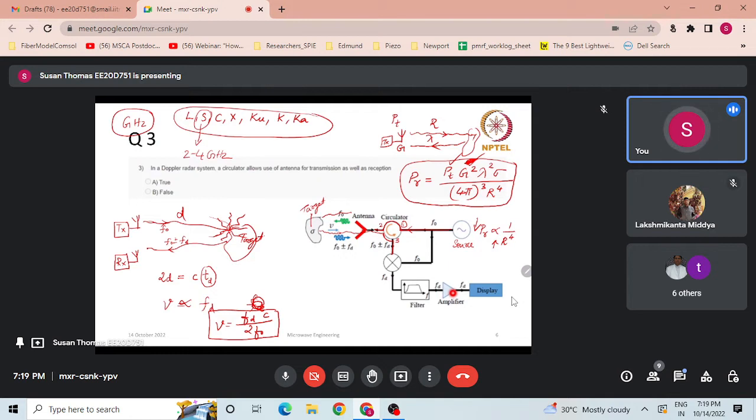So the point here is the circulator allows the use of only one antenna for transmission as well as reception, because the circulator has this peculiar property that it transmits from port 1 to 2, then 2 to 3, and 3 to 1. If you input anything in port 1, output will come only at port 2. If there is any input at port 2, it will be transmitted only to port 3. This is the advantage of a circulator. That helps in using one antenna for transmission and reception. So this is a true statement. I hope this is clear.